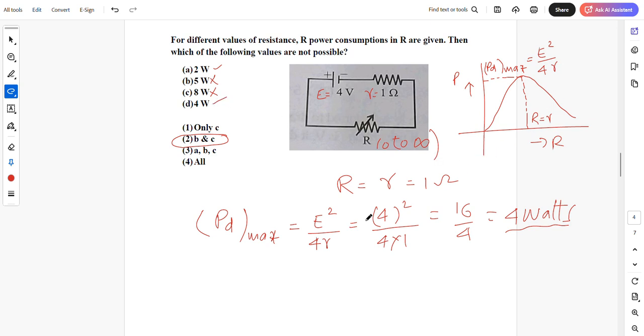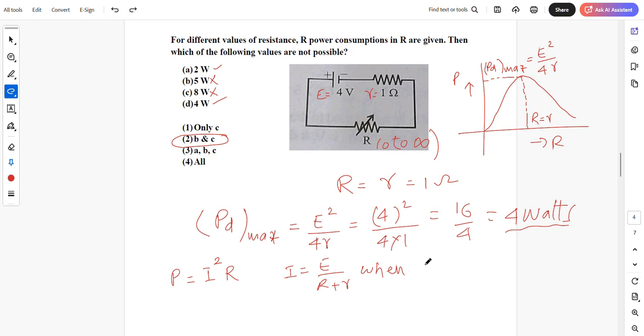E square by 4R. This formula is very very important; once you remember this one, you can easily understand. How did we get this formula? Power is given by I square into R, that is the power dissipated. What is I equal to? I is equal to E divided by R plus r.